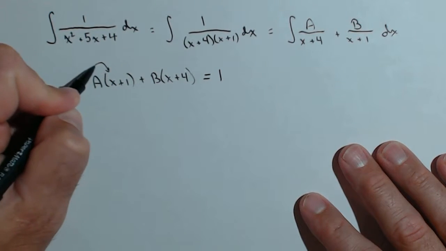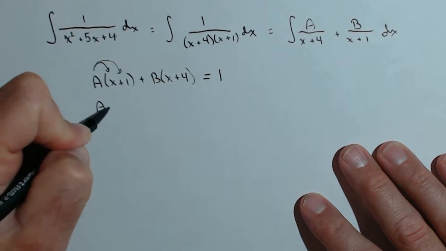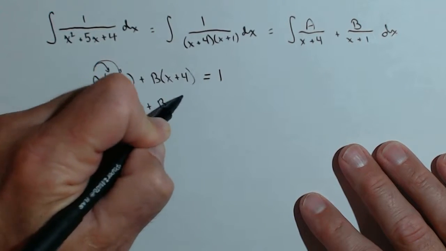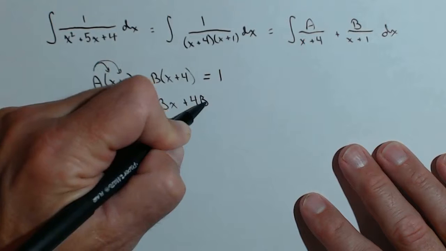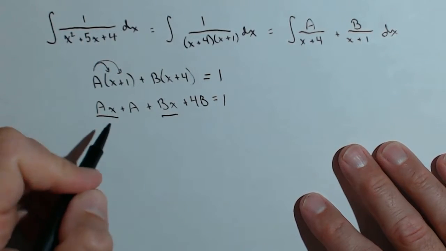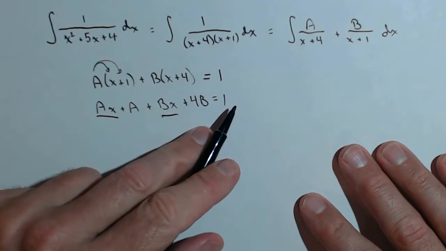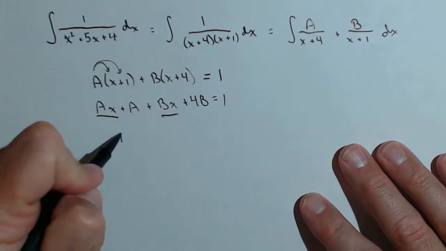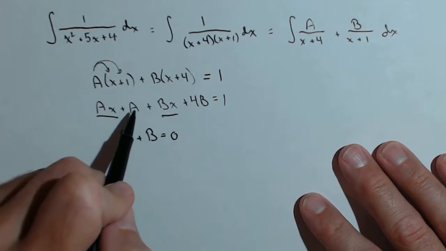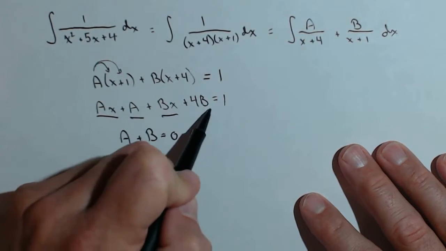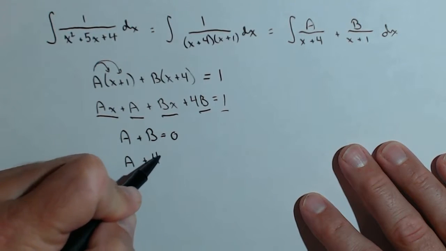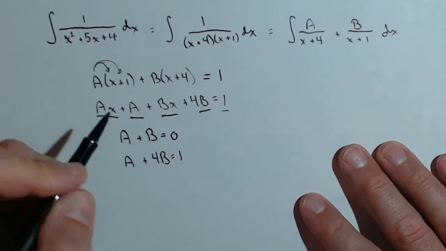So if we distribute these, we have Ax plus A plus Bx plus 4B needs to equal 1. That means these two terms need to equal 0 because there's no x term. So A plus B must equal 0. And these two terms, A plus 4B, has to be equal to 1. A plus 4B must equal 1.